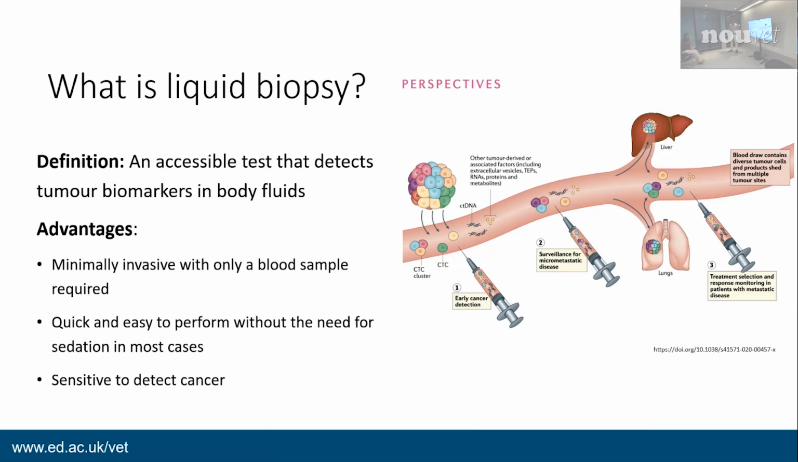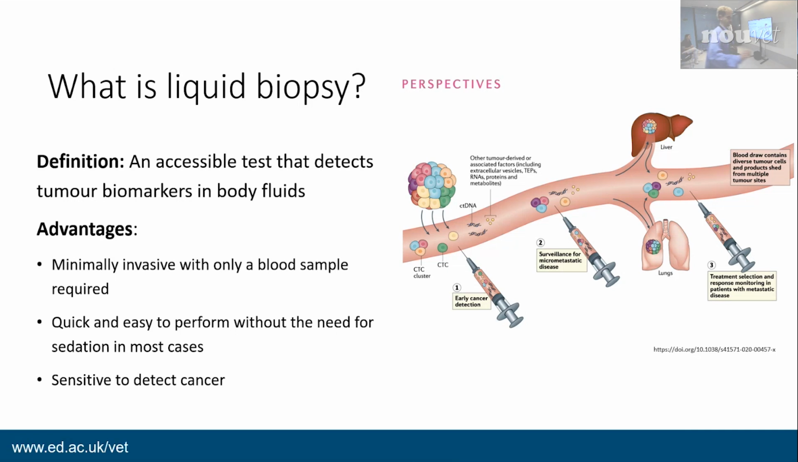So now we will talk about another topic, that is liquid biopsy. What liquid biopsy is, effectively, is an accessible test that can measure something in body fluid. The history of liquid biopsy is actually quite long. The first time liquid biopsy was described in the literature was around 1890, when they found circulating tumor cells in a human patient with metastatic breast cancer.